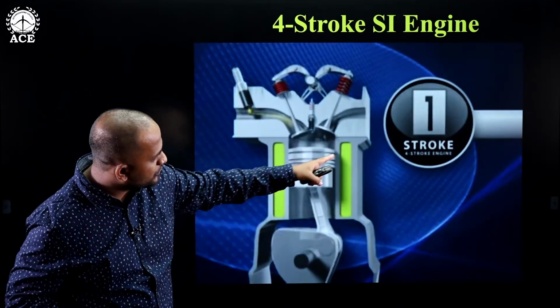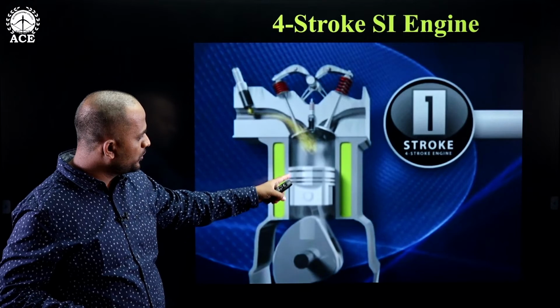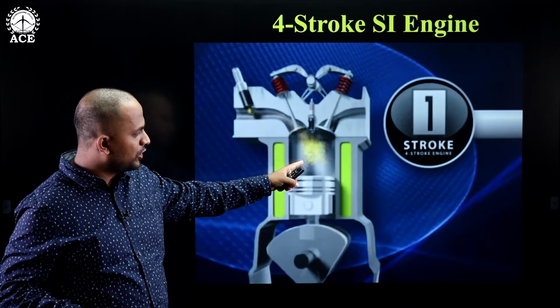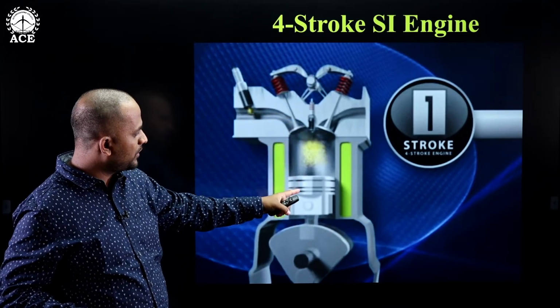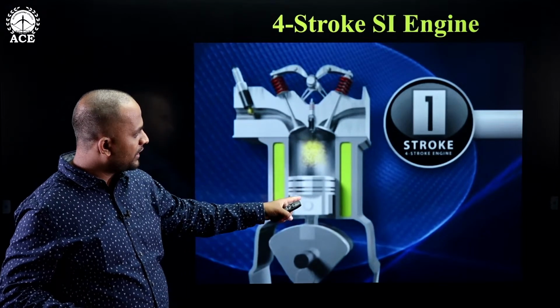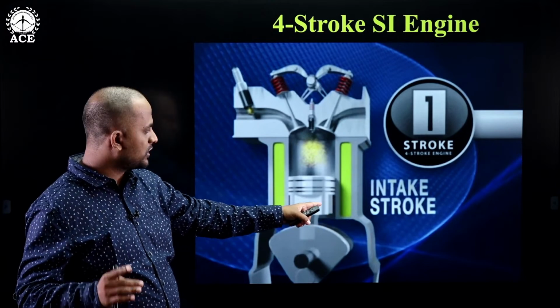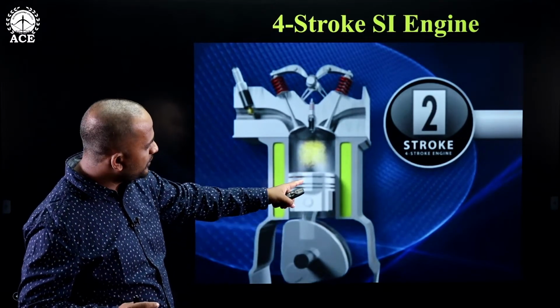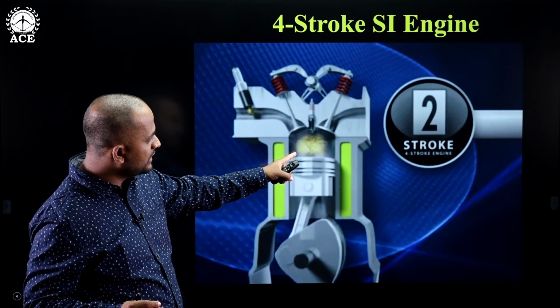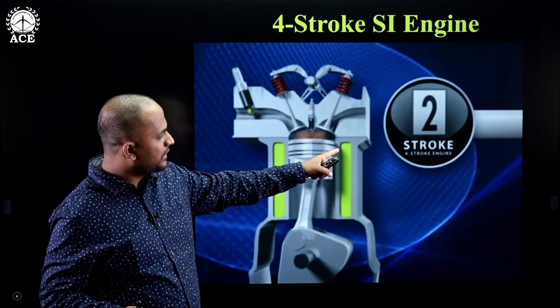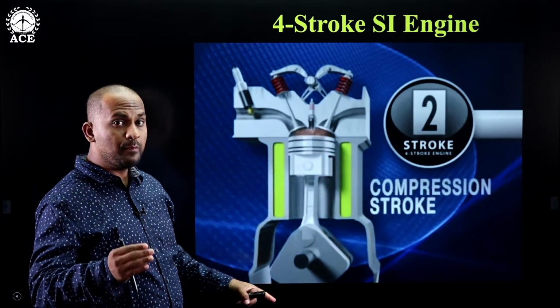The piston is traveling in the first process from TDC to BDC. Air fuel mixture is entering into the cylinder. The inlet valve is open, and when the piston reaches BDC, it is closed, which completes the intake stroke or suction stroke. That is the first stroke. In the second stroke, the piston will be moving from BDC to TDC, and when the piston reaches the TDC point, that completes the compression stroke.